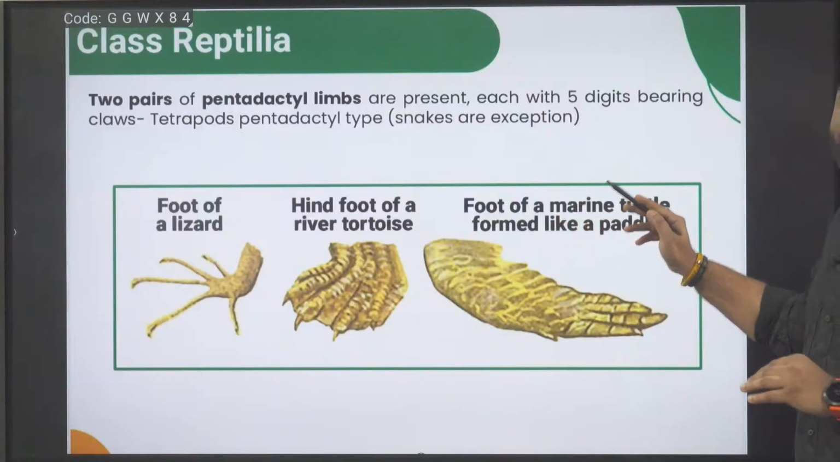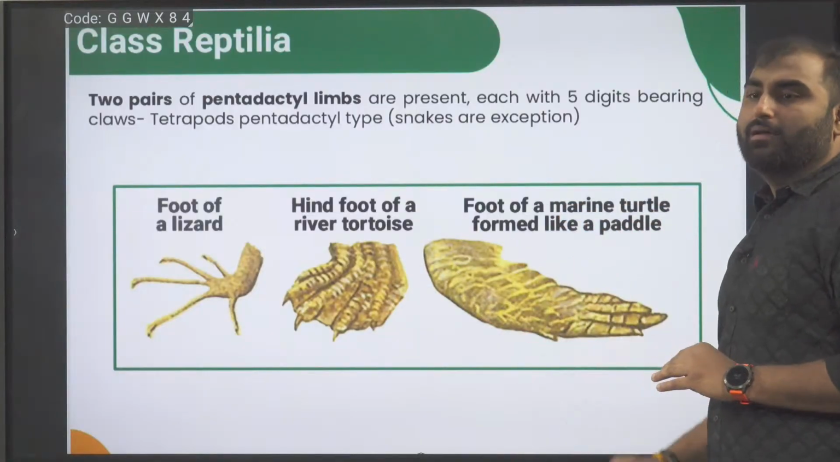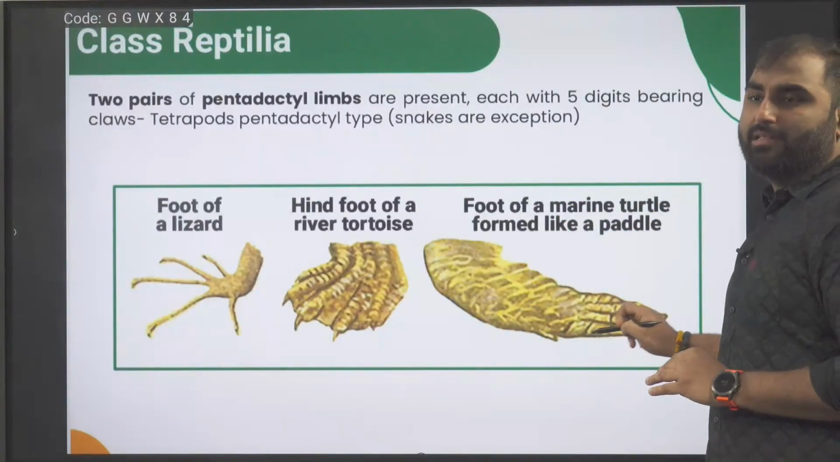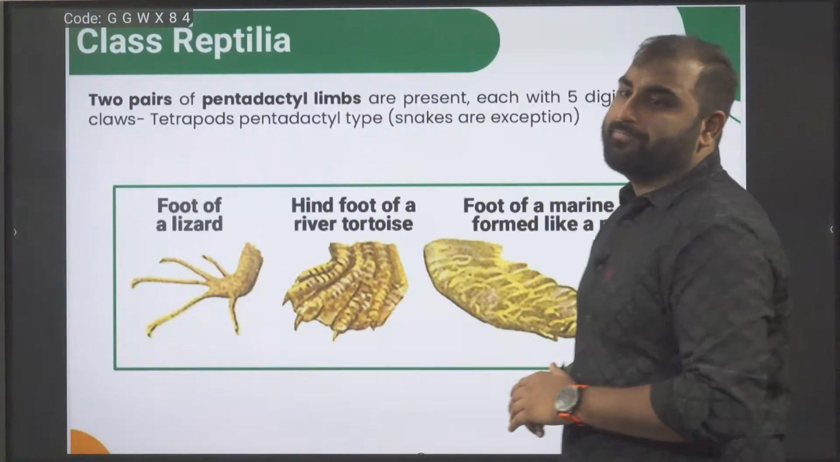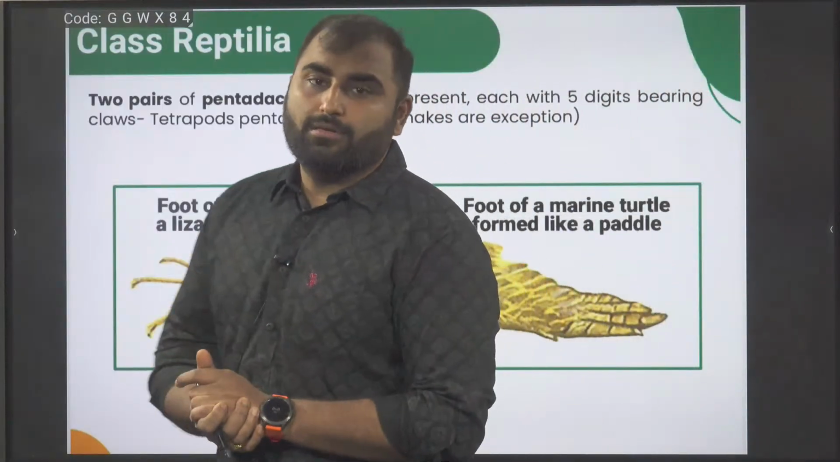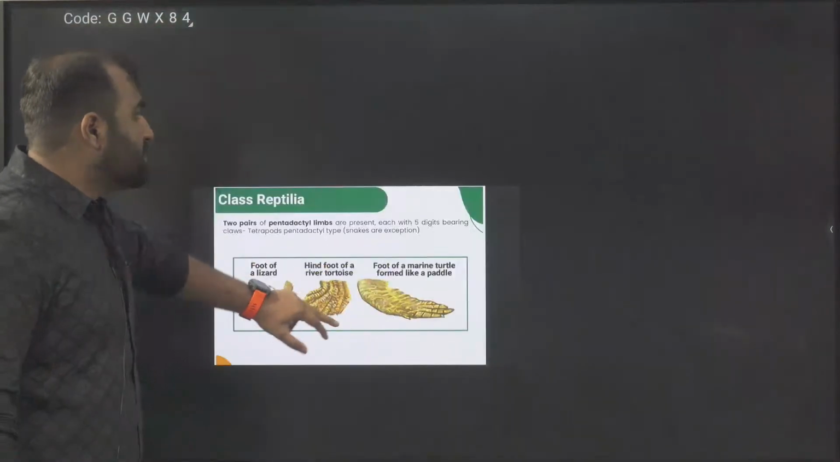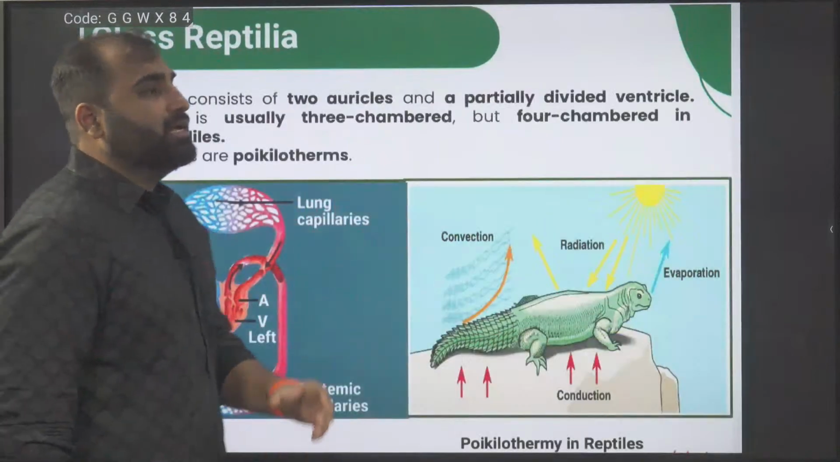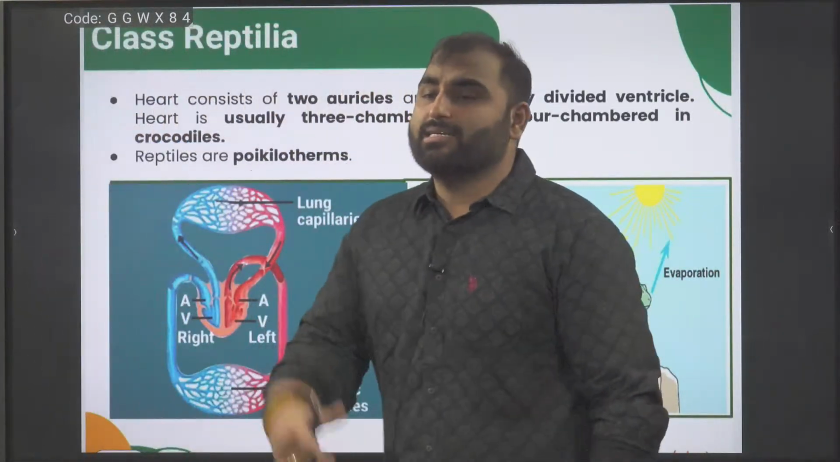Then the foot of a marine turtle, which is formed into a paddle, also has 5 digits having claw-like structures. But obviously that is for protection. So pentadactyl limbs with 5 digits bearing claws. Exception is snakes.